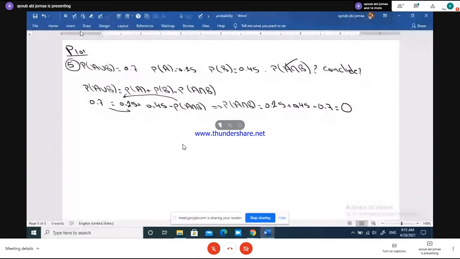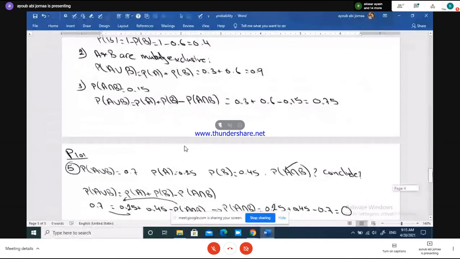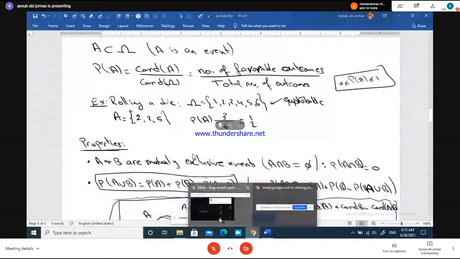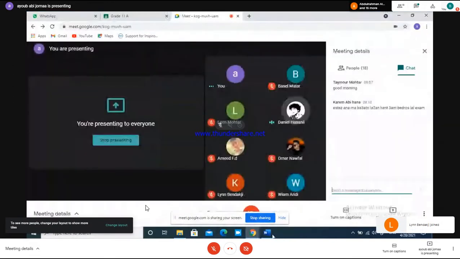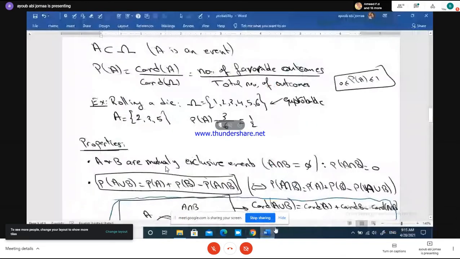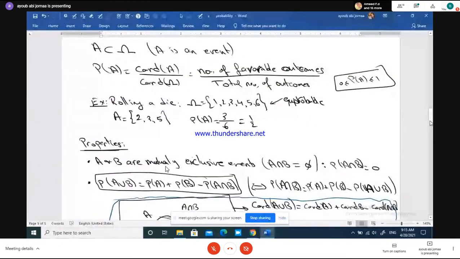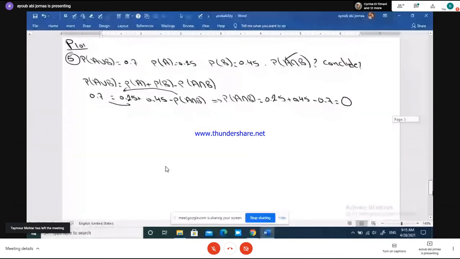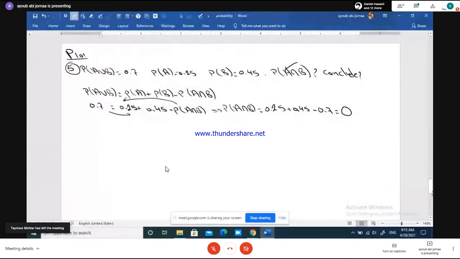What can you conclude, Daniel? Then A and B are mutually exclusive. Name the events. Then A and B are mutually exclusive, these two events, A, B, because the probability of A intersection B is 0.